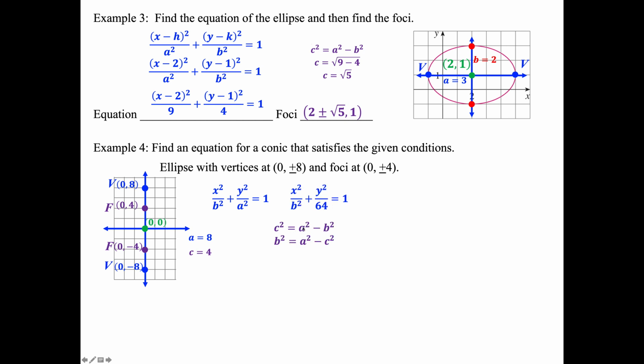So we'll have 64 minus 16 is 48. Don't take the square root of 48, just put it in for b squared. And there's your equation of our conic section.